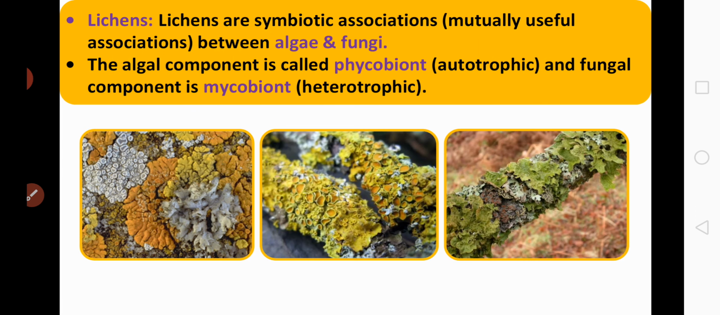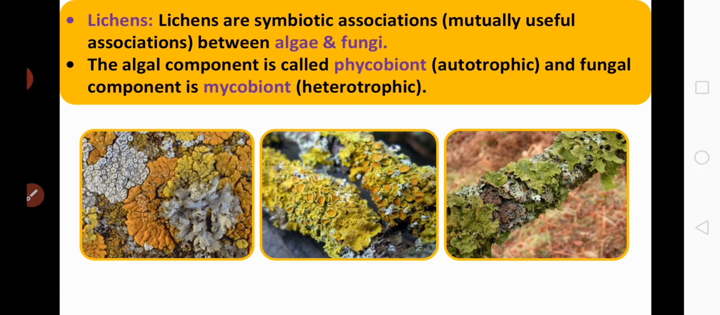And the next and last topic is lichens. So lichens are the symbiotic associations between algae and fungi. That means these lichens are dual organisms which contain both algae and fungi. The algal component is called phycobiont, and it is autotrophic in nature, whereas the fungal component is called mycobiont, which is heterotrophic in nature.